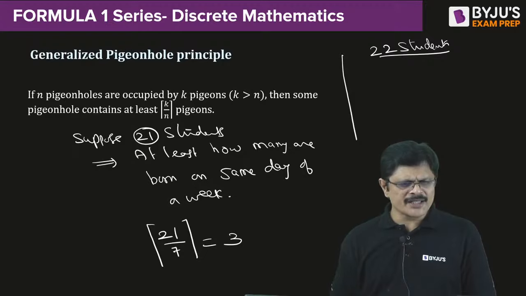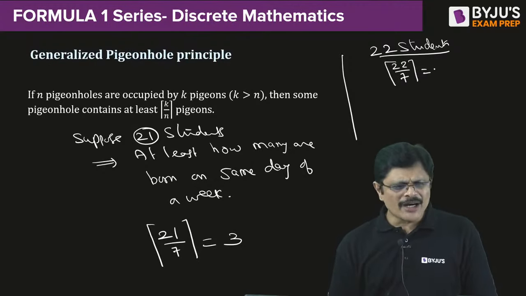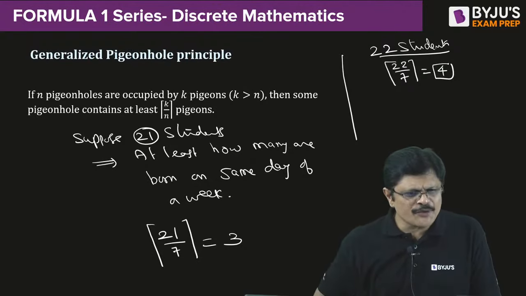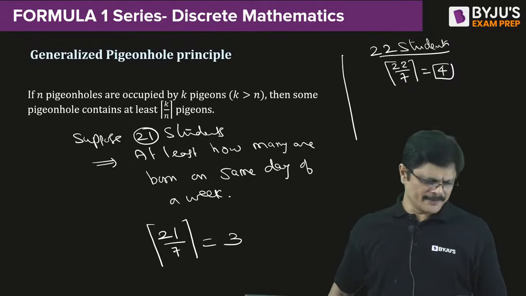22 by 7 only, right? 22 by 7 means what? 3 point something. Ceiling means 4. Yeah, at least 4. Done right. Super. Cool. Wonderful. Nice.